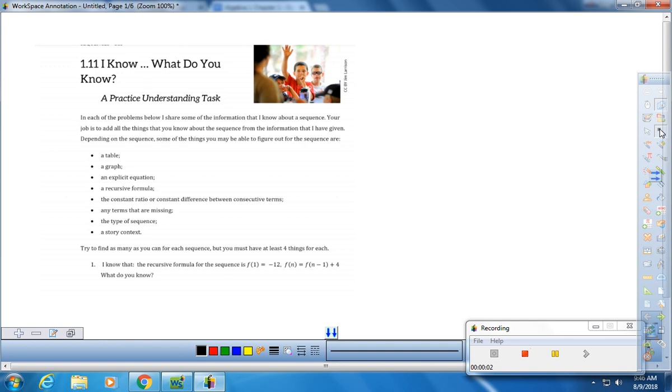So in each of the problems, you're going to get some information given to you about a sequence, a list of numbers. Your job is to add all the things that you know about the sequence from what you've been given and try to figure out: can we make a table from it? Can we make a graph from it? Can we make an explicit or a recursive formula? What's the constant ratio? You get the idea.